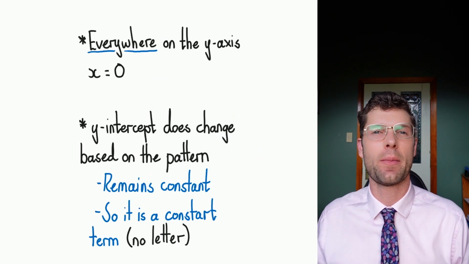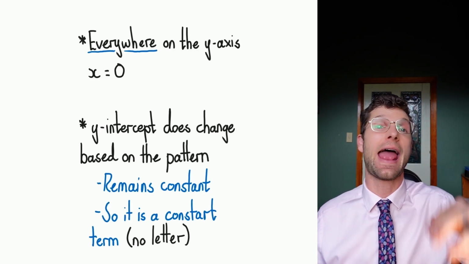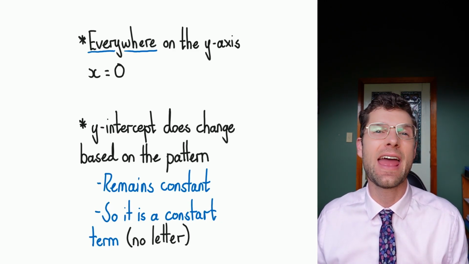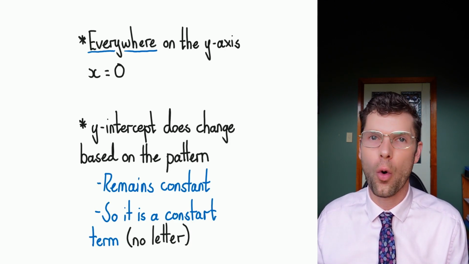So just a couple of things to remember as we talk about the y-intercept. Every single place on the y-axis, doesn't matter how far up you go or how far down you go, every single position on that axis, x is definitely equal to 0 all the time.